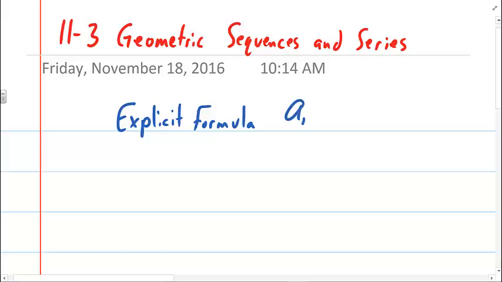So the explicit for geometric is a sub n equals a sub 1, so it starts the same way. But now here's where it's different. It's times r to the n minus 1. All right, we just got to figure out how that works. We'll use it for pretty much everything we're going to do.